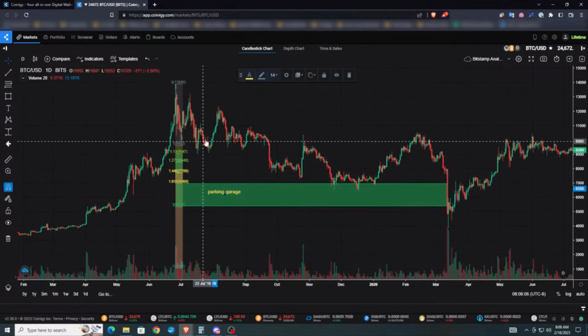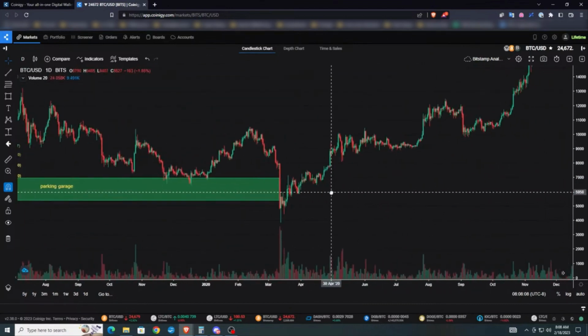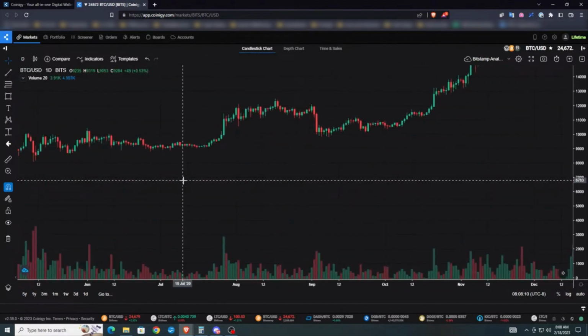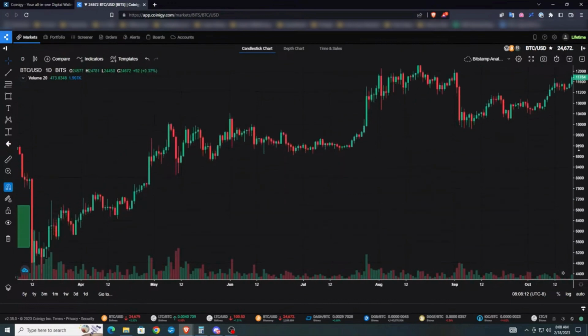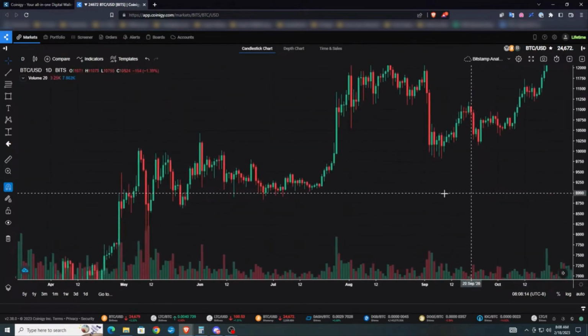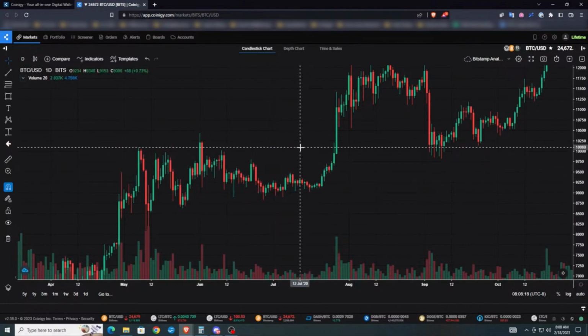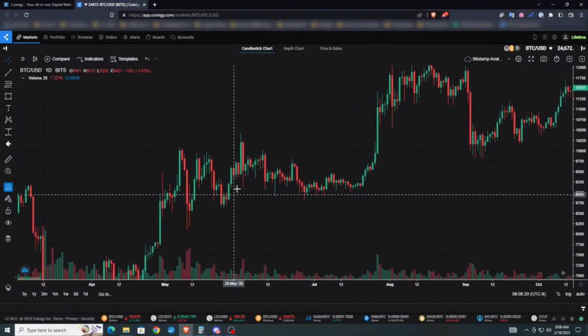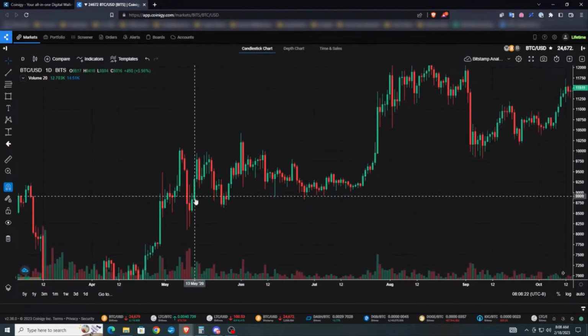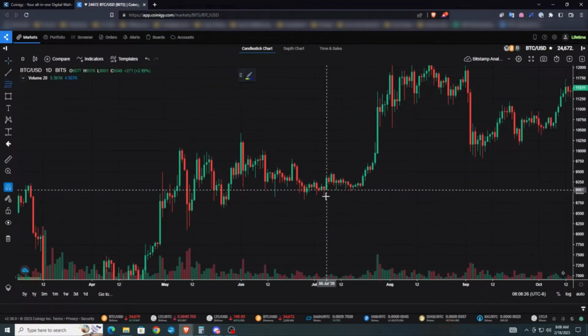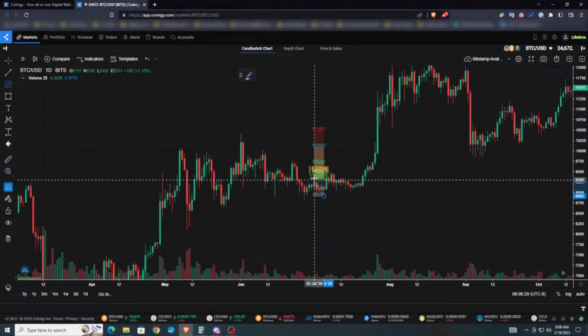You can use this in very large ranges. You can also use this in relatively small ranges. You notice that we have a nice consolidation pattern here. You can also argue that this is a bigger consolidation pattern. And notice if we, for example, go there to there.